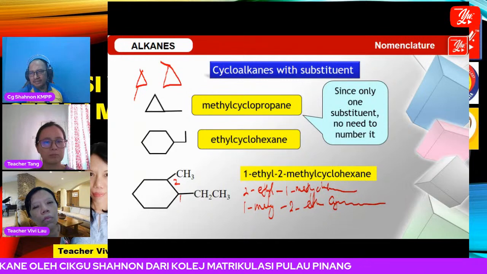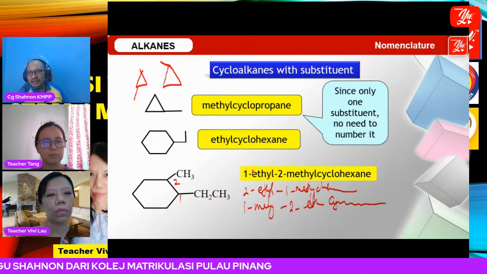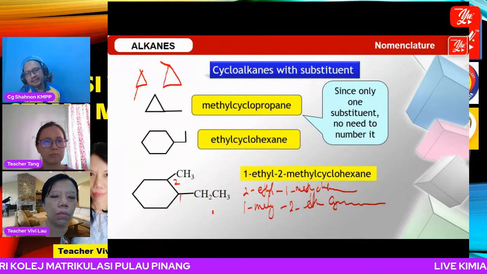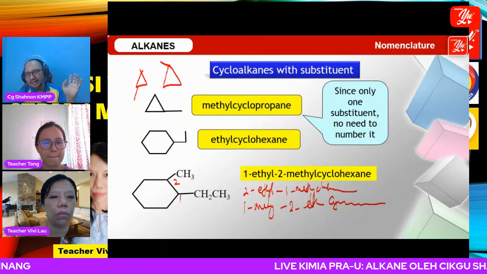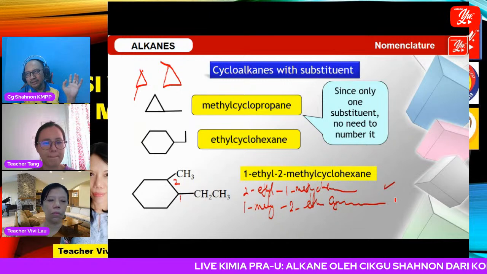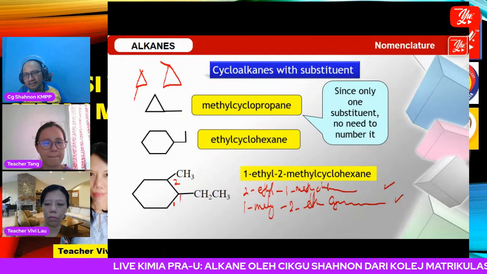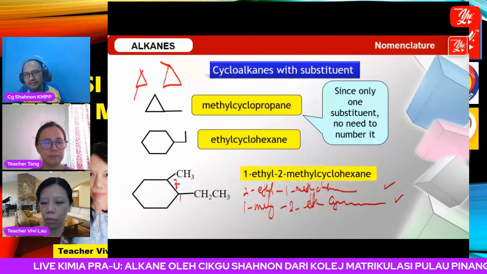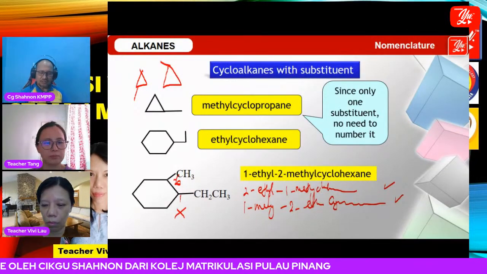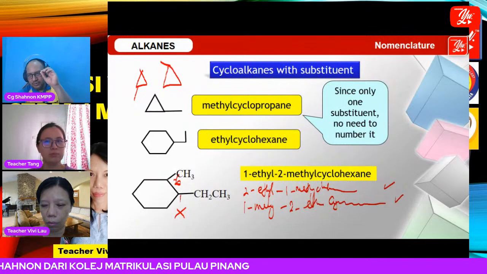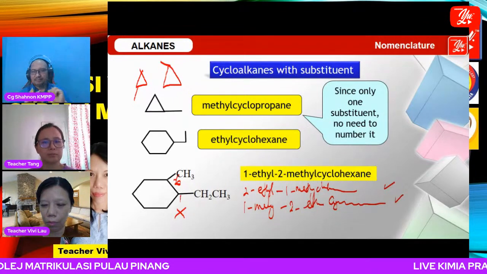2-methyl, because first the smallest number is 1 and 2. Okay, we only can see numbers 1 and 2, right? This one is also correct. If your numbers are 1 and 6, that is totally wrong. If we choose 1 and 2, okay, that's okay.